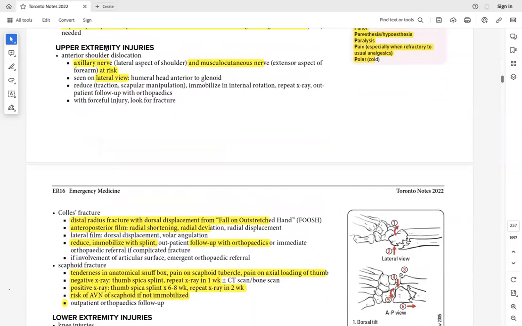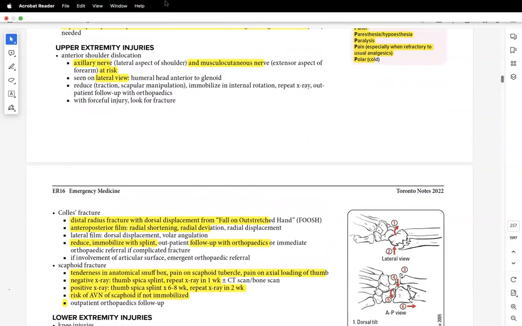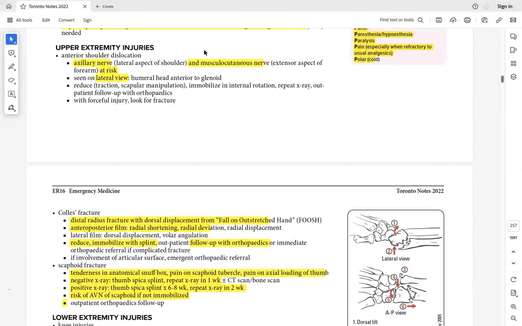Then there is anterior shoulder dislocation. What are the causes of anterior shoulder dislocation? Mostly any trauma from the back. Anything hitting the shoulder from the back will cause anterior shoulder dislocation. And what are the complications? Axillary nerve damage and musculocutaneous nerve damage. We will stabilize it, immobilize, and after that, just follow up.